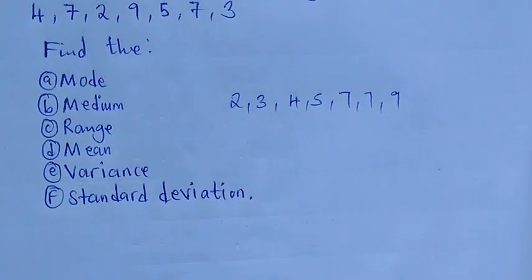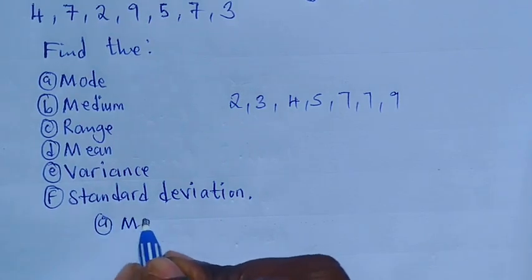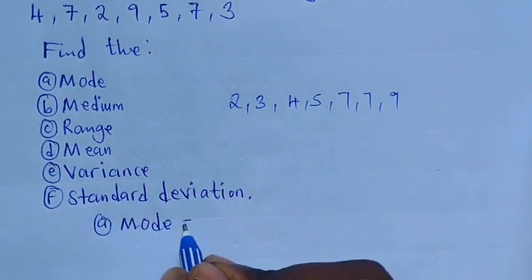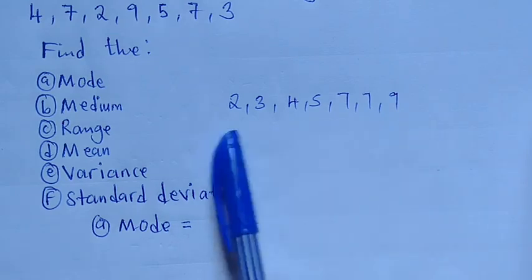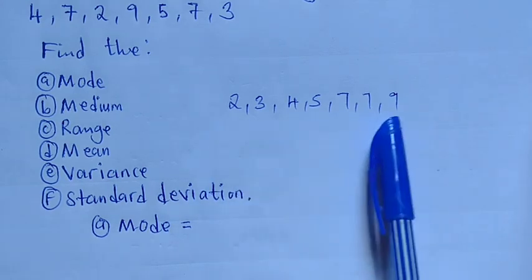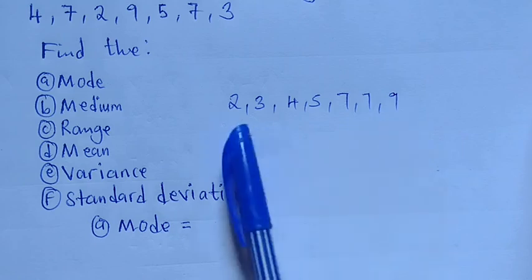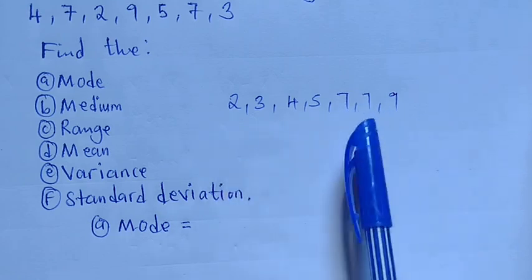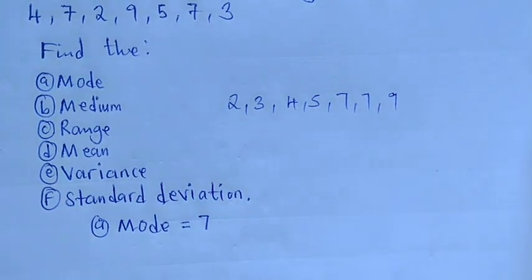From there now, we're going to start with A, which is the mode. So what is the mode? The mode is the most frequent number, or the most appearing number in the data set. When you look at these values, the number that is coming more times than any other number is 7. Because it's coming 2 times, our mode right here is 7.